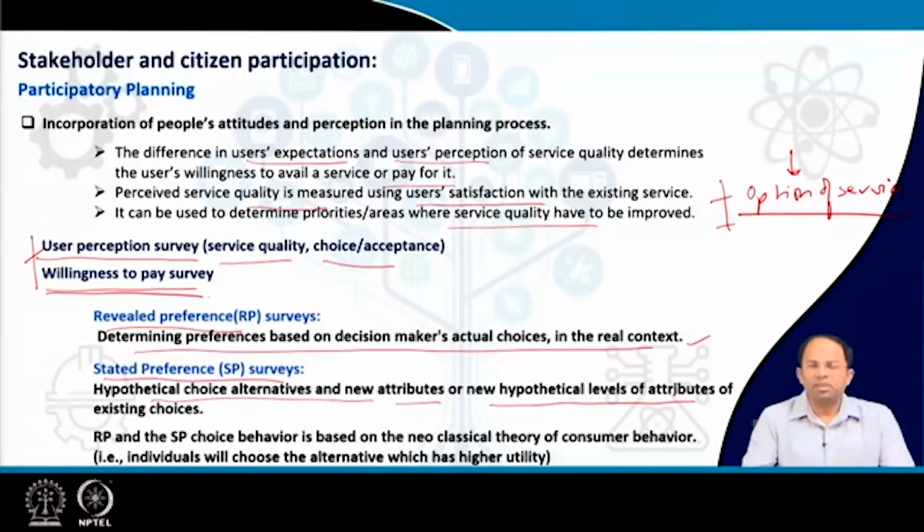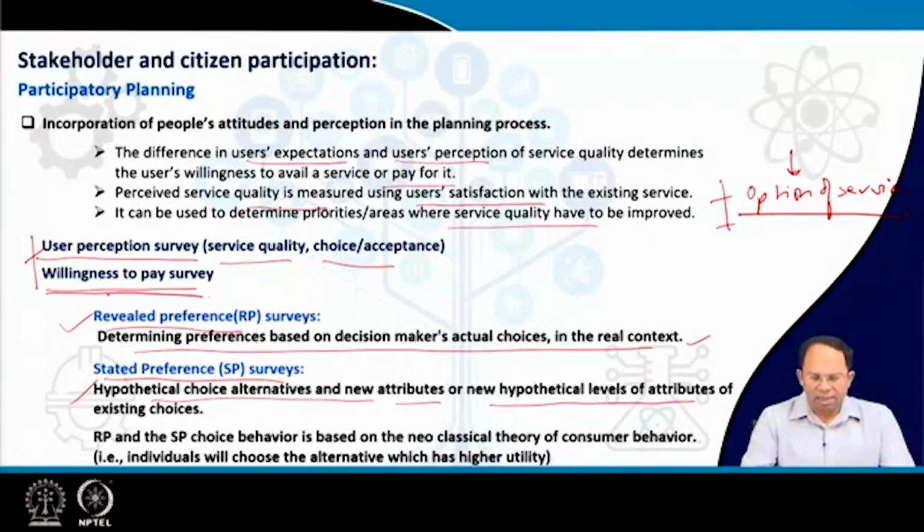So, this kind of survey is known as a stated preference survey. That means, I ask them about their opinion about a particular service, or a level of attribute of a particular service, and take their opinion about it, right. So, it is a hypothetical choice, whereas the first one is an actual choice or a revealed preference.